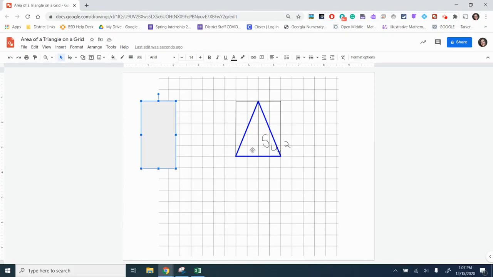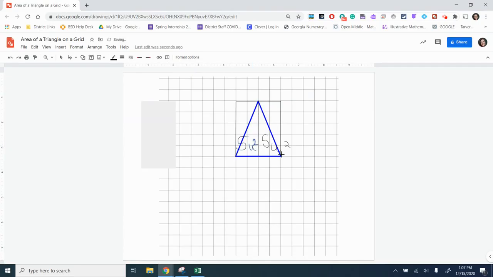Now, what do you notice about these 2 right triangles? Well, they both have a base of 2 and a height of 1, 2, 3, 4, 5. These are congruent right triangles, which means that if this triangle has an area of 5 square units, this one does as well. So we have 2 right triangles with an area of 5 square units.